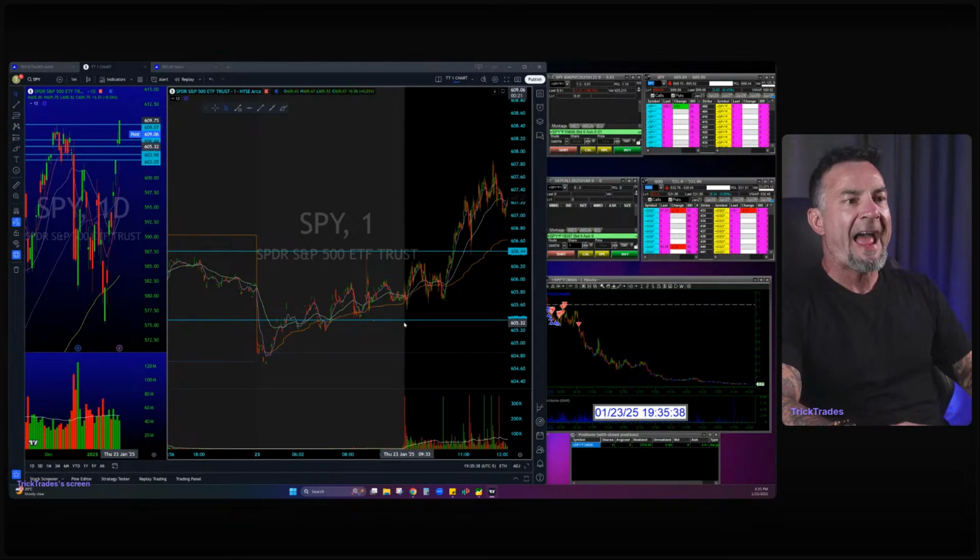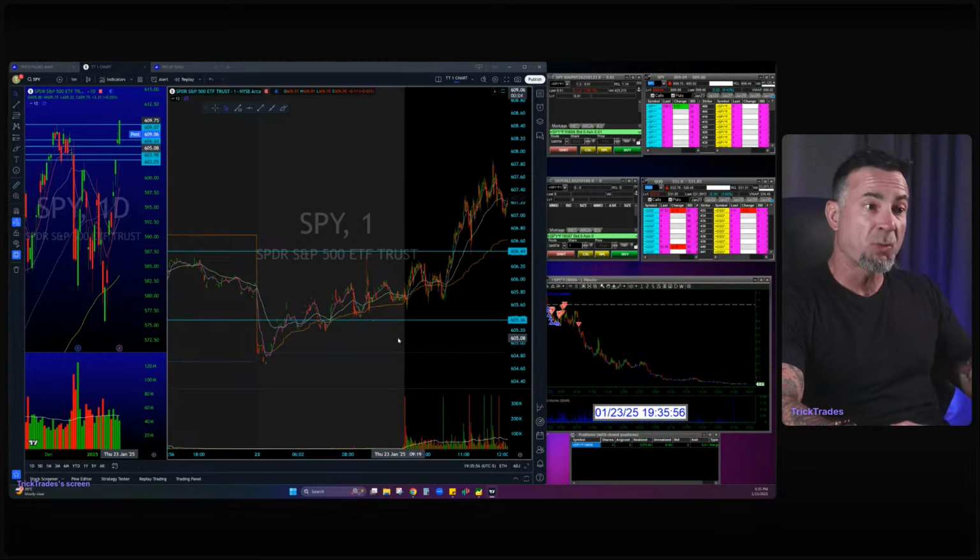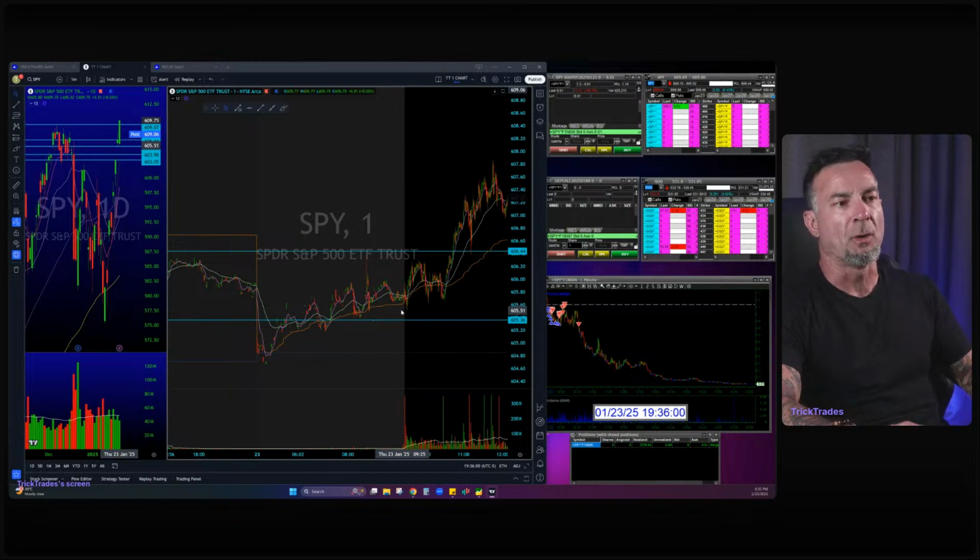So with that said, I have to wait into this level. It's got to get real close in order for me to take it. Why? Because of risk. So if we take a look here at risk, snapping my crosshairs, that level down to pre-market lows is about 70 cents, right? So that's why I want it nice and close into this level. And at that moment, it was just still too far away.